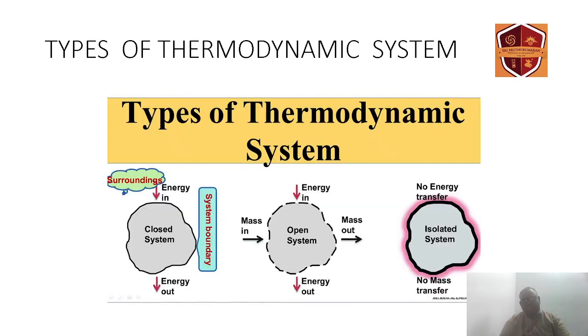So this is the pictorial representation which gives a clear-cut idea of the types of thermal system: closed system, open system, and isolated system. In a closed system, we can see the energy getting in and the energy leaving out. Here we can see which is the system and which is the surroundings, so the system boundary is there. For the open system, you can see how the energy gets in and out, the mass flow gets in and out, and in the isolated system no energy transfer and no mass transfer takes place.